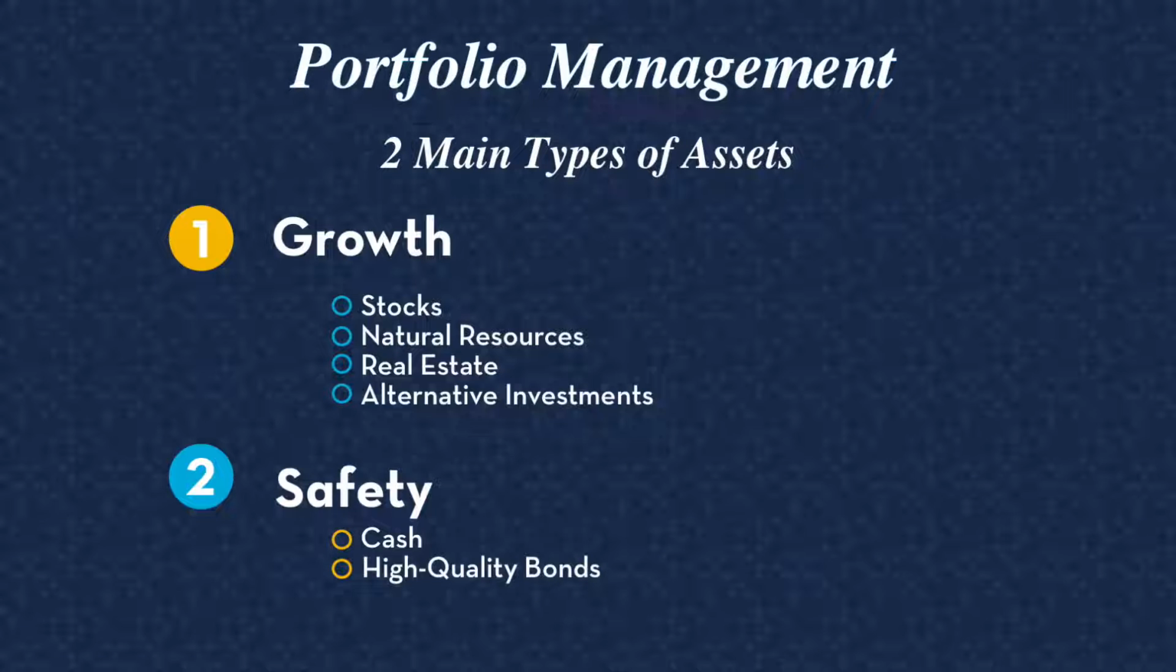And then in addition to growth, you have your safe assets. These are the assets that are designed to preserve your principal, not fluctuate as much, perhaps provide a solid foundation on which your growth assets can rest. These are things like cash, perhaps, and these are things like high-quality bonds. Notice that word I used, high-quality bonds.